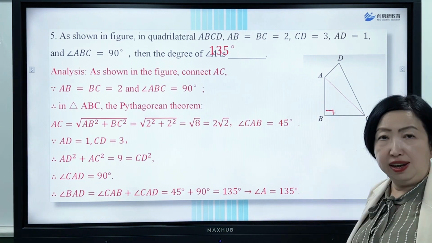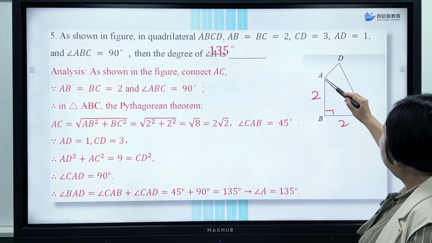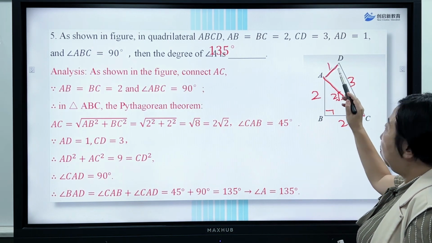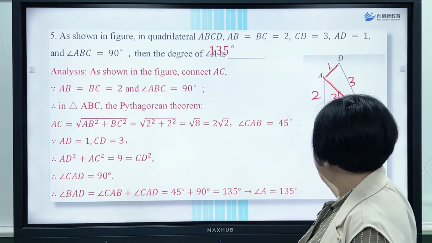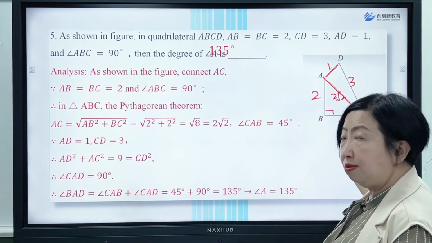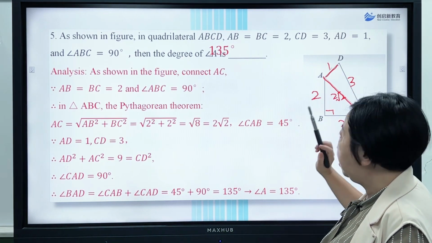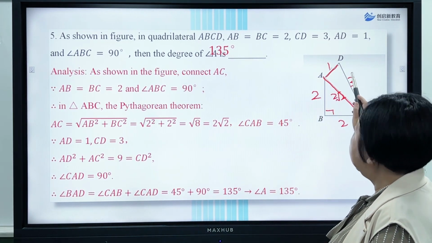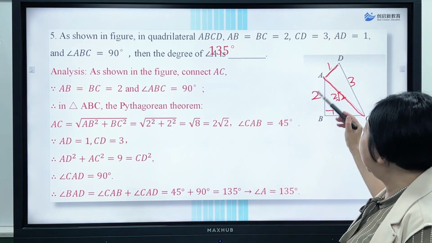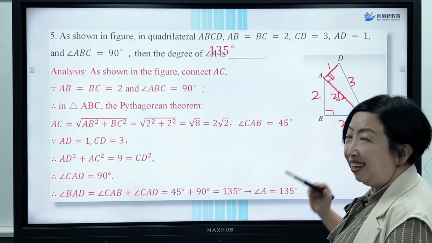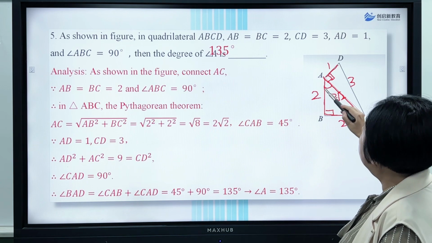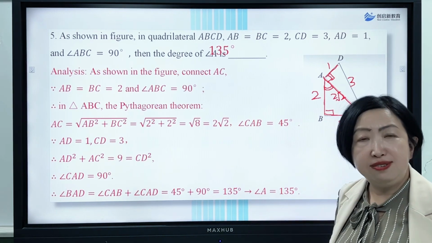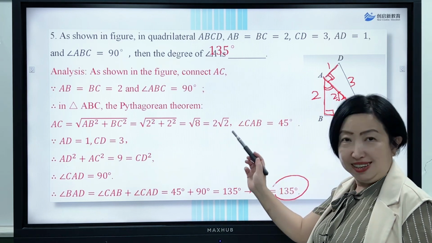This one is of course the right triangle, and here 2, 2, so here is double root 2. Here's 3 and here's 1. So the square of 1 plus the square of double root 2, which is 8, equals 9. So the square of AD plus the square of AC equals the square of CD. So here is another right triangle with a 90 degree angle. Here of course is the 45 degree. So 90 plus 45 equals 135 degrees, which is the right answer.